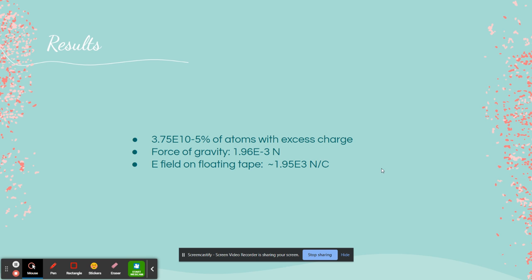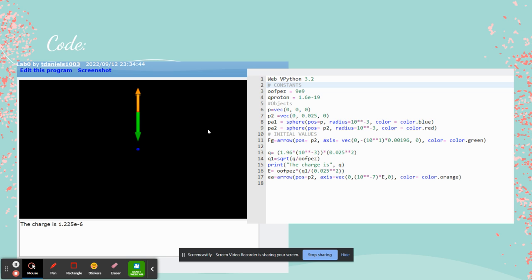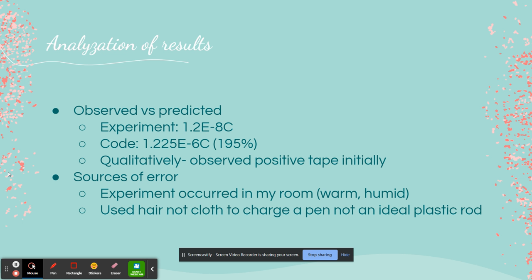Here are the results in a cleaner fashion. Here is the code and here is what it created. We found the charge was 1.225e-6, which is different from the experimental value, which is interesting. Since the experimental was 1.2e-8, we had a percent difference of 195%.